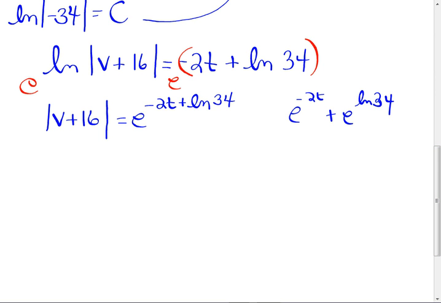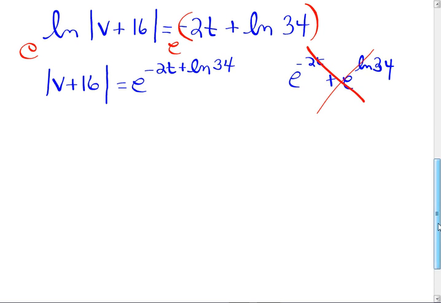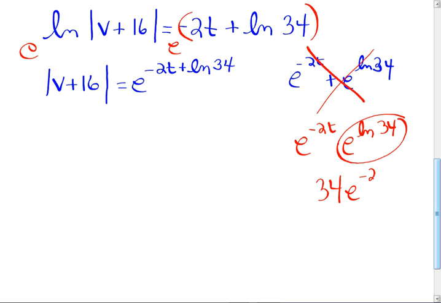If you don't know what to do with that, just leave it. It's fine. We can still solve for v without simplifying that. So I will not simplify. Some of you know what it's going to do. It's really going to be this: e to the minus 2t times e to the natural log of 34. What does this give us? It's 34. So it's 34 e to the minus 2t.